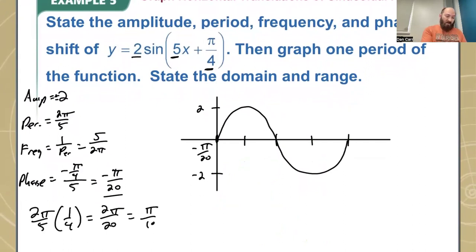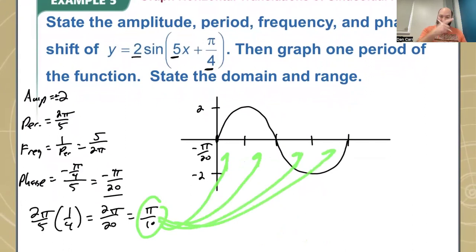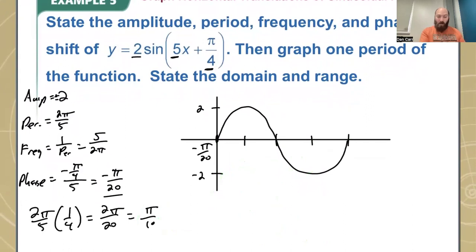So again, what that means is pi over 10 tells us how far apart each of these key points are. I'm just going to add that pi over 10, or in most cases, I'm just going to add 2 pi over 20 because it's already negative pi over 20 to start. So I'm going to add 2 pi over 20. That gives me a positive pi over 20. Add another 2 pi over 20, that's going to give me 3 pi over 20. Add another 2 pi over 20, I get 5 pi over 20, which if I reduce that will be pi over 4. And then I got one more, add another 2 pi over 20, I get 7 pi over 20. And so that's my graph.